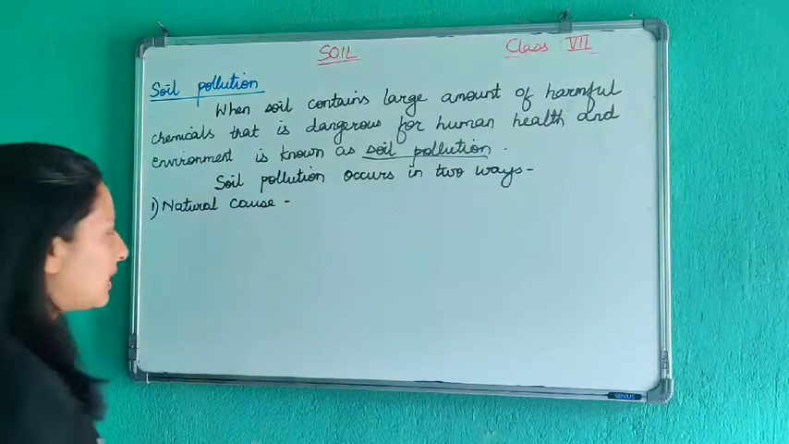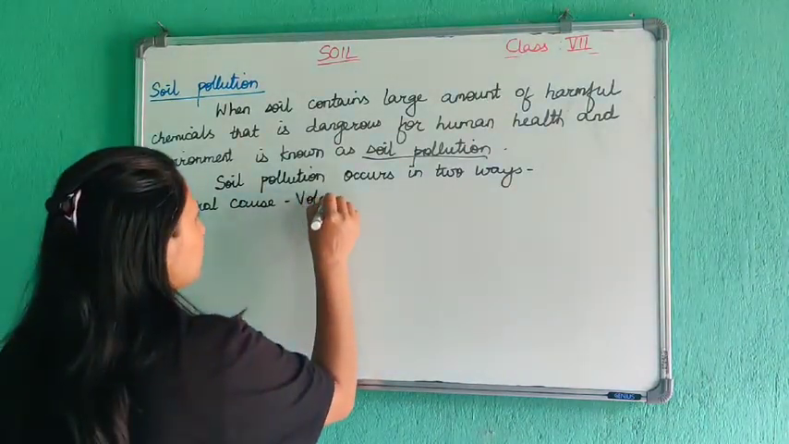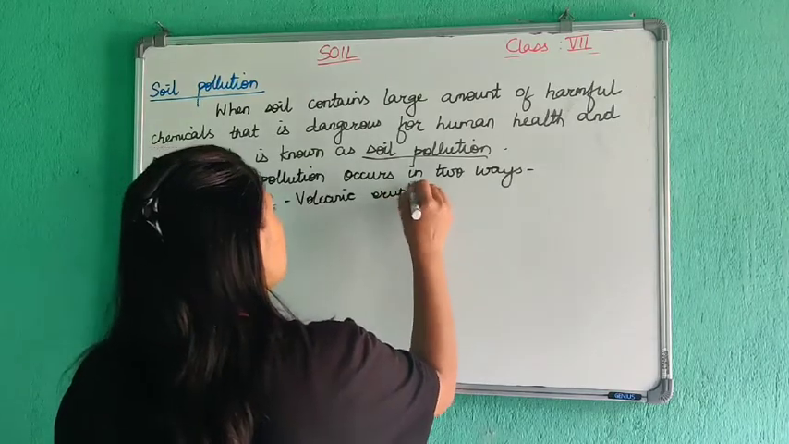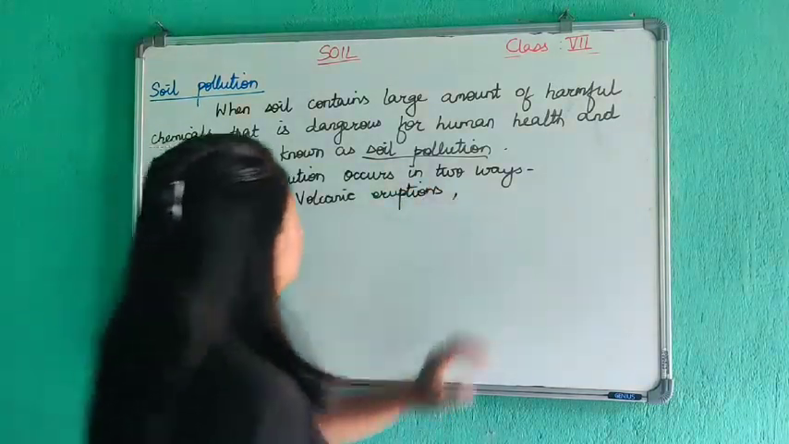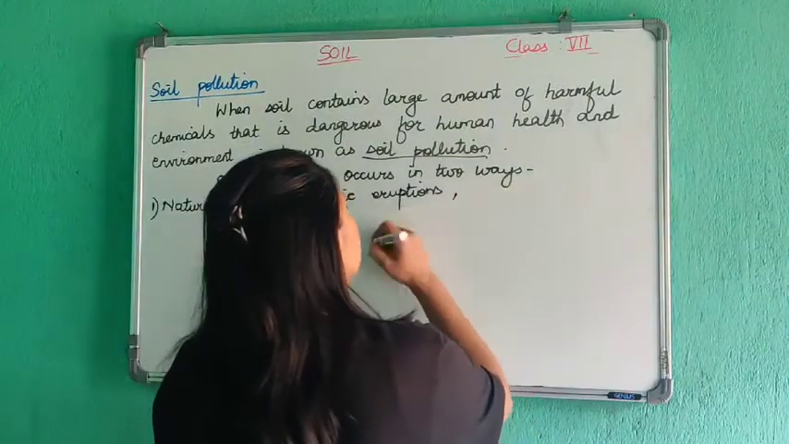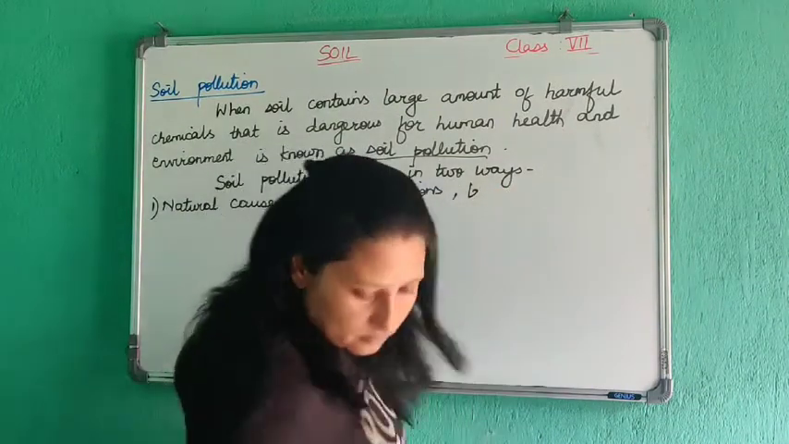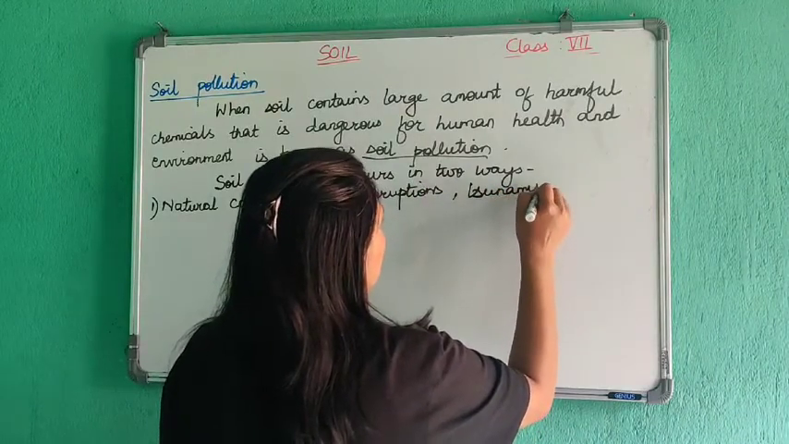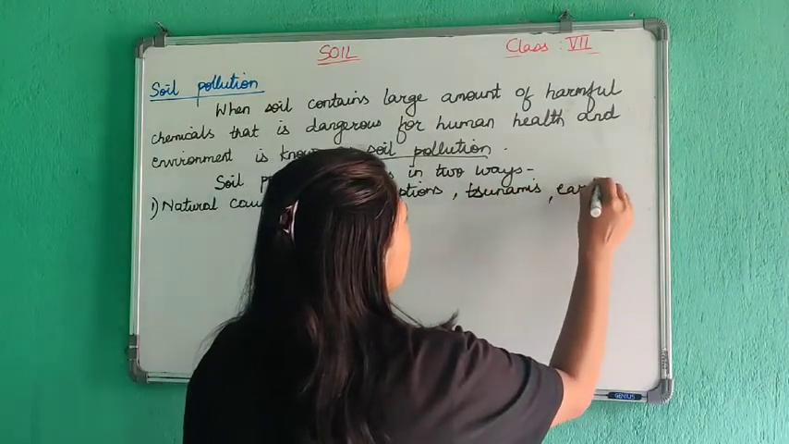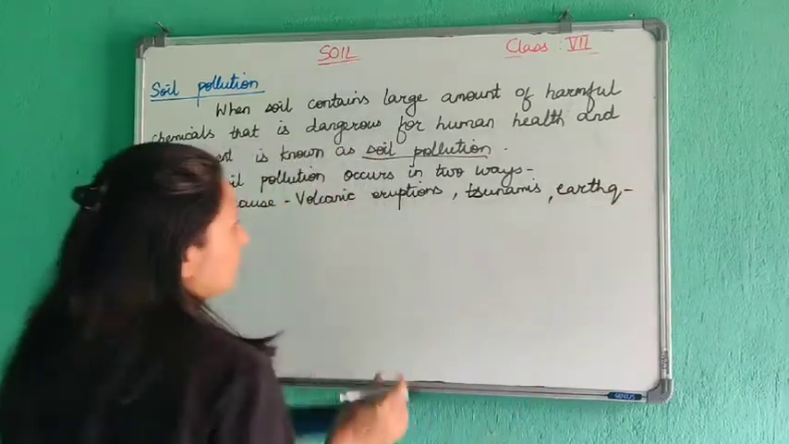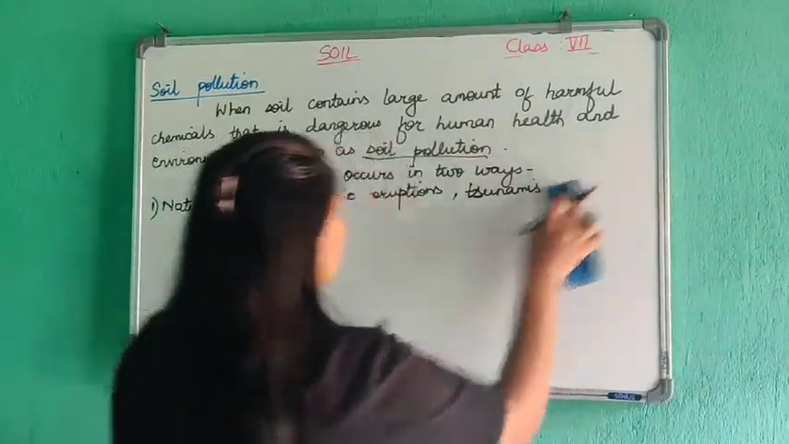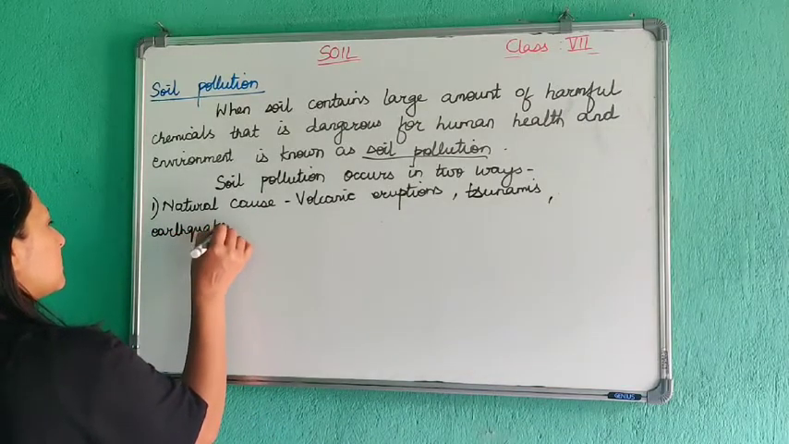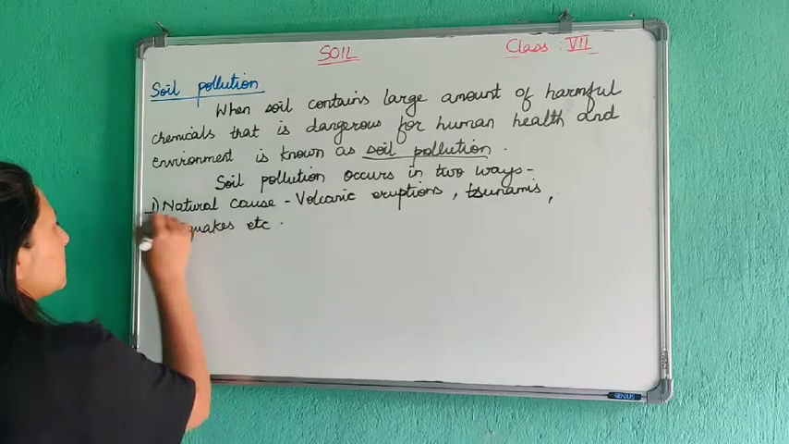Okay, natural causes, volcanic eruptions, there can be volcanoes, that will cause soil pollution. Volcanic eruptions happen, and then earthquakes, tsunamis, earthquakes, etc. They can cause soil pollution. I'll write it over here. Right? Earthquakes, etc. These are the natural causes that cause soil pollution.